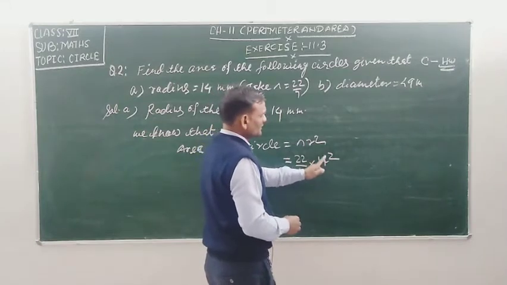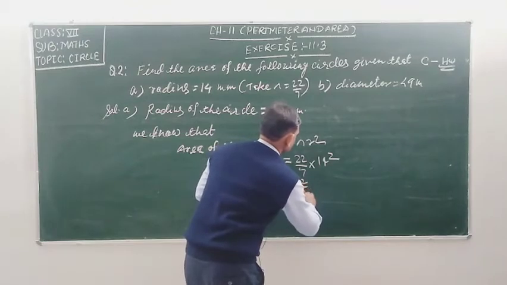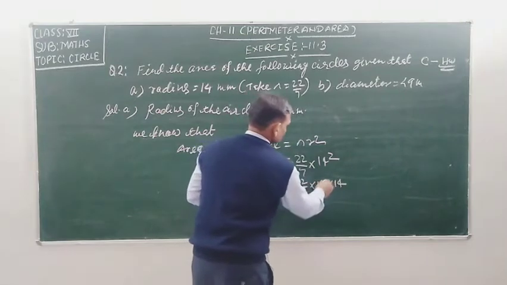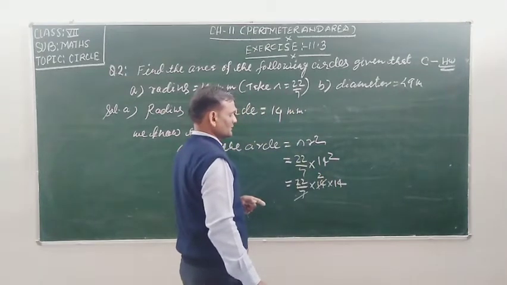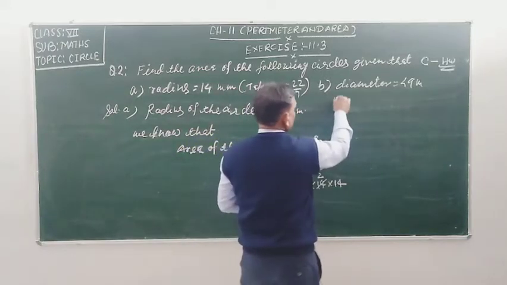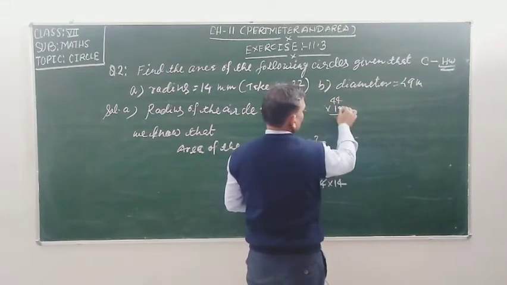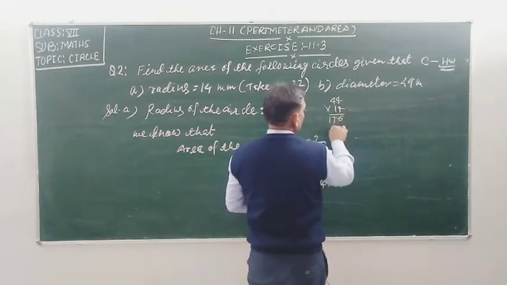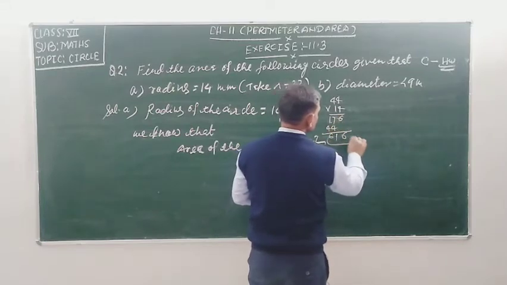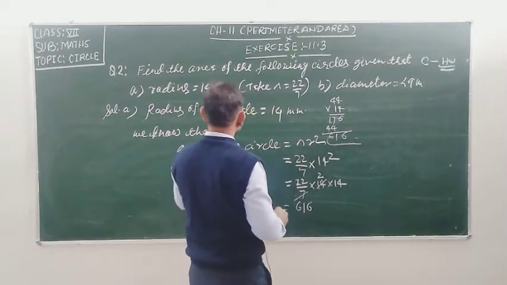It means you can write 14 two times with multiply sign. Means 22 upon 7 into 14 into 14. So 7 twos are 14, so 22 into 2 is 44, and 44 into 14. 4 fours are 16, 4 ones are 4, add it, we get 616. Means 616 millimeter square.